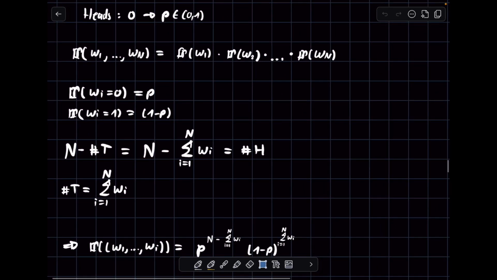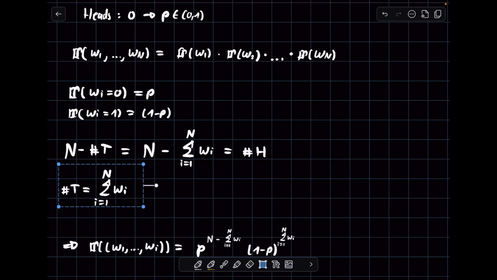N is going to be, if we take N minus the number of tails that we get, that's going to be, simply put, N minus, right, the amount of tails that we get, in this case, is going to give us the heads. Therefore, we can denote this as being the number of tails.